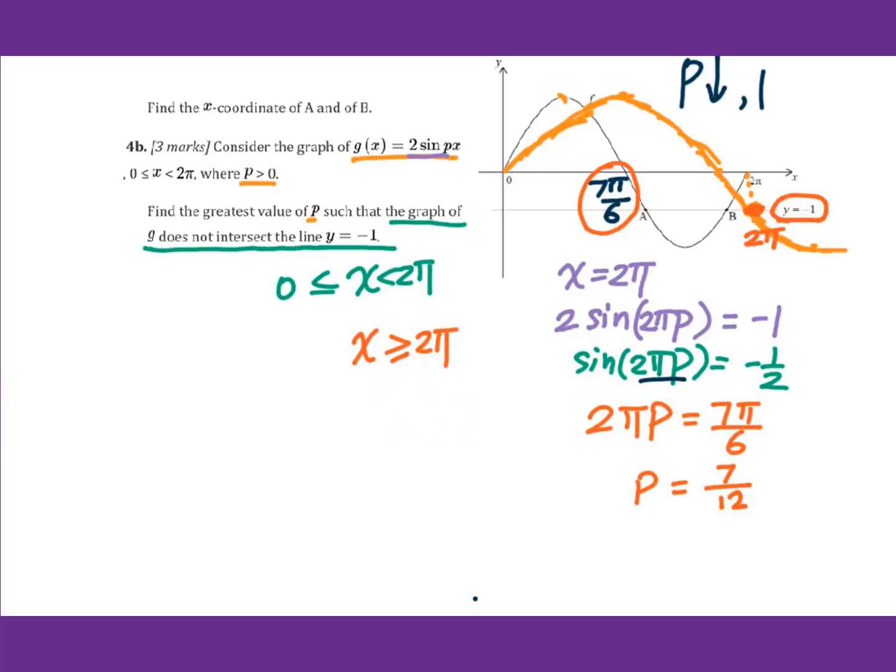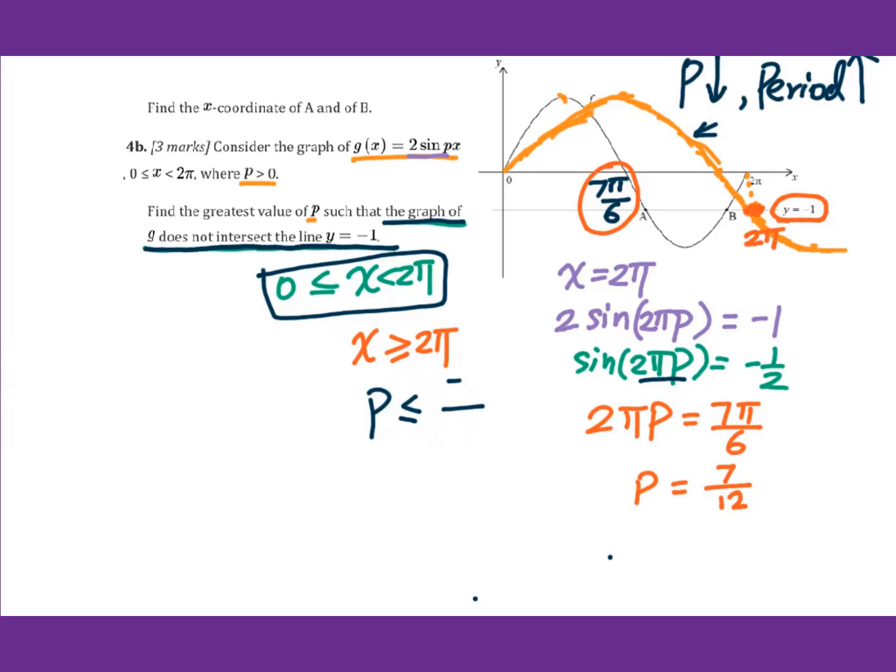As we know, when p is decreasing, the period of this g function will be increasing. In other words, when the period increases, the graph of g won't intersect the line y equals -1 when x is between 0 and 2 pi. Therefore, p has to be less than or equal to 7 over 12. In other words, the greatest value of p will be 7 over 12.